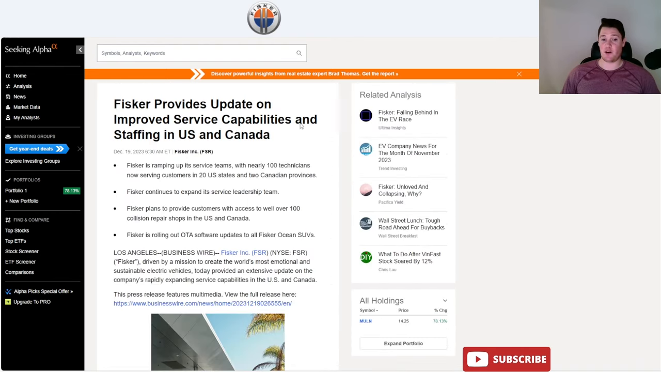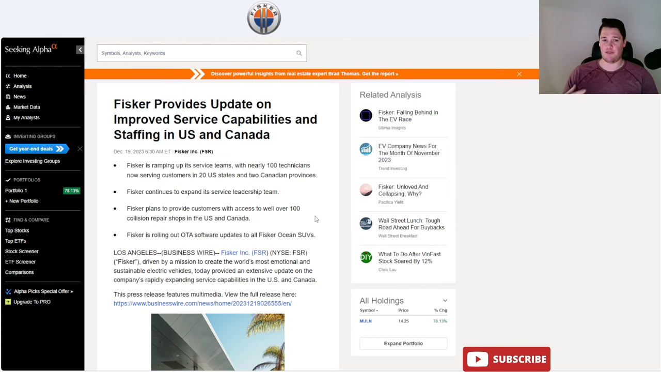The news that did come out on the 19th, rather, is more substantial to the operations. So Fisker provides updates on improved service capabilities and staffing in the US and Canada. So I think that's a very good necessity for the operations to succeed and for Fisker to move forward. The only negative to this, and I feel like this is how the market interpreted this news, is that on the future earnings, there's going to be so many expenses as a result of hiring and just expanding. It's just not the best.